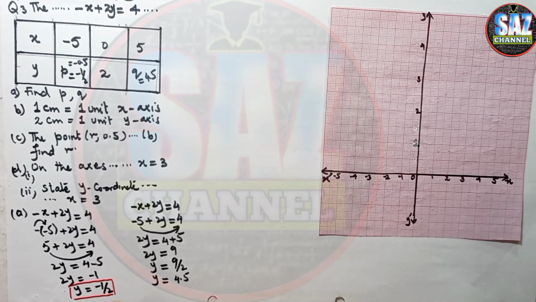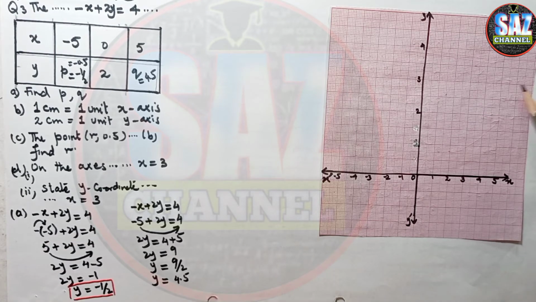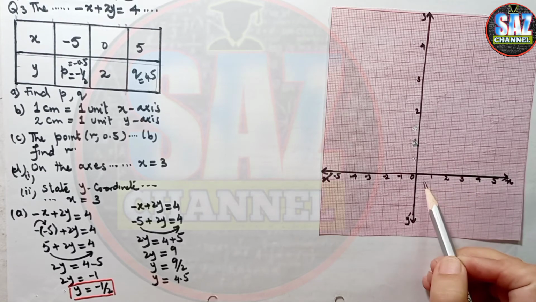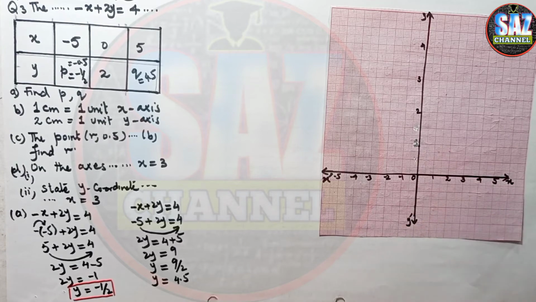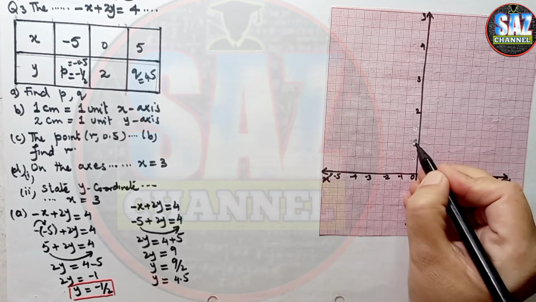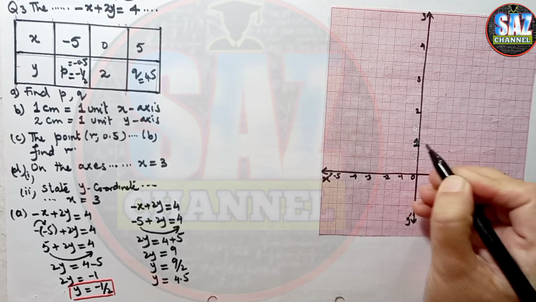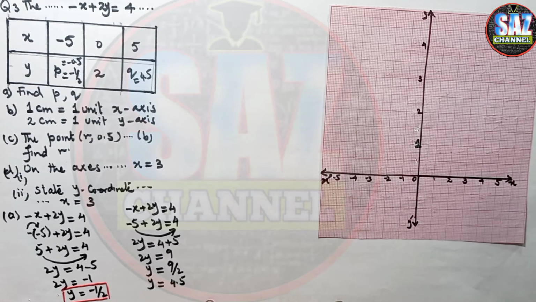A given scale is 1 centimeter represents 1 unit on the x-axis, and for the y-axis 2 centimeters represent 1 unit. So I have set the scale according to the question. Now, in order to get the graph, we have to plot these points one by one on the graph paper.